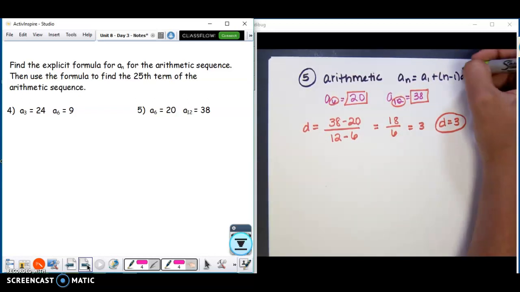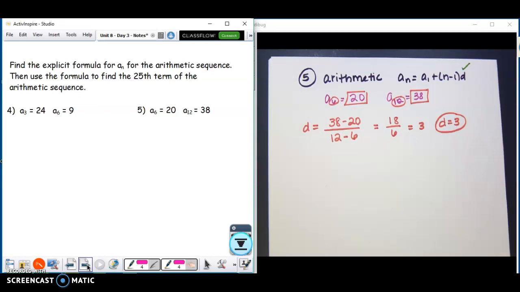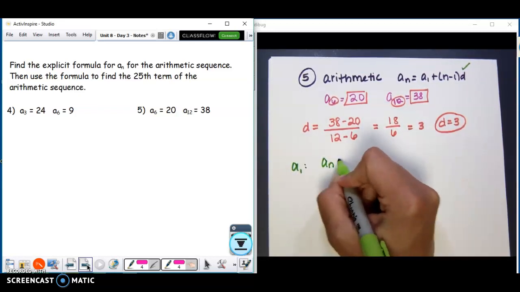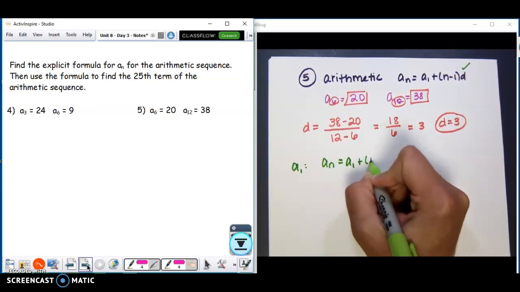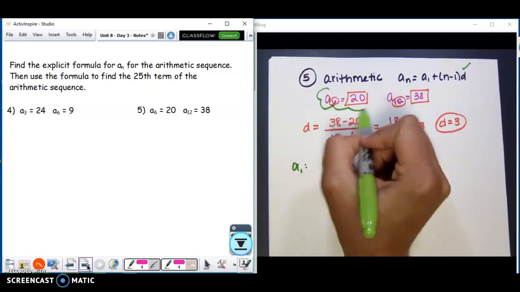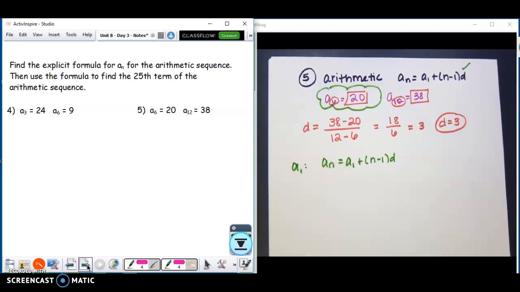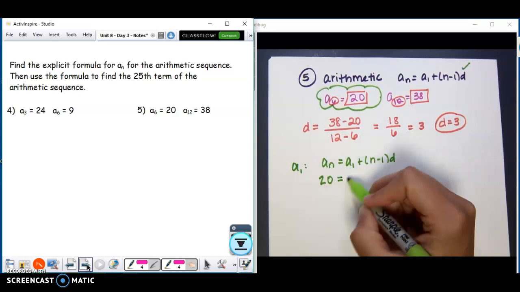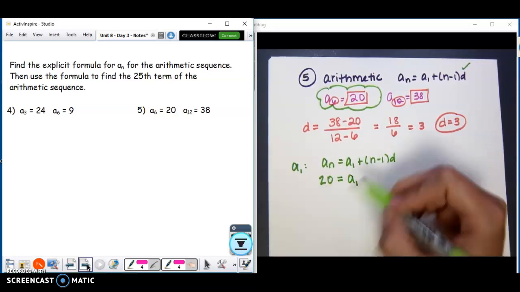Okay, we have the common difference now. We do not have a sub 1. So to get a sub 1, you are going to use that explicit formula from the formula sheet. Pick whichever point you want. I typically always pick the first one. So I'm going to use a sub 6. Well, we know a sub 6 is 20. We do not know a sub 1.